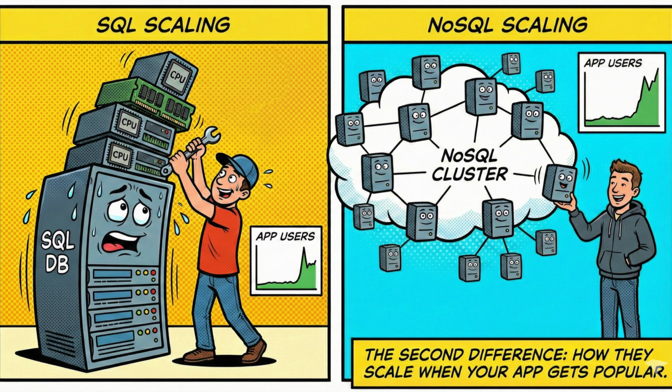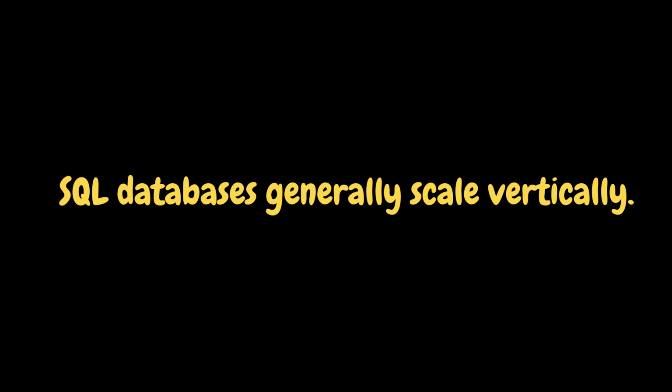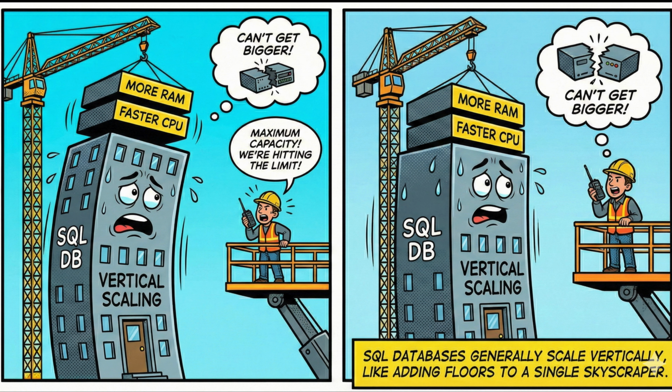The second major difference is how they scale when your app gets popular. SQL databases generally scale vertically. Imagine you have a single skyscraper. If you need more space, you have to add more floors to that one building. In software development, this means upgrading your existing server with a faster CPU or more RAM. Eventually, you hit a limit on how big that one machine can get.